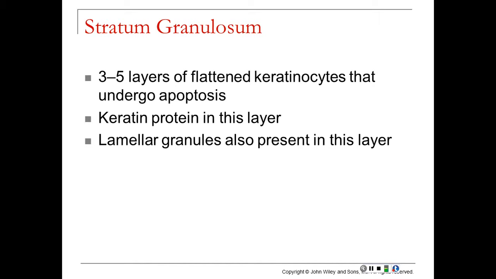Within the stratum granulosum, there's actually more keratin protein in these cells than there is living tissue. These are cells that are beginning to die because they're so overfilled with this keratin protein they can no longer support their own life. So that's why they look very grainy in this layer, hence the term stratum granulosum. These cells are mostly flattened, and there's only about 3 to 5 cell layers within the stratum granulosum.